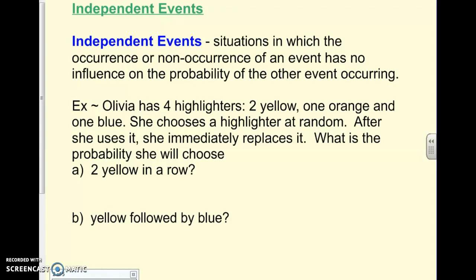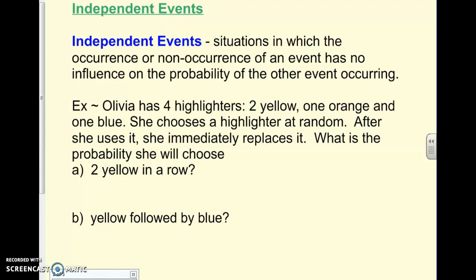The fact that she replaces it is key in keeping this an independent event. Should she take one out and not replace it, when she goes to grab another yellow highlighter, the probability of it being yellow has now changed because there's only 3 highlighters to choose from instead of 4. Okay, so replacing it is important if it's an independent event.